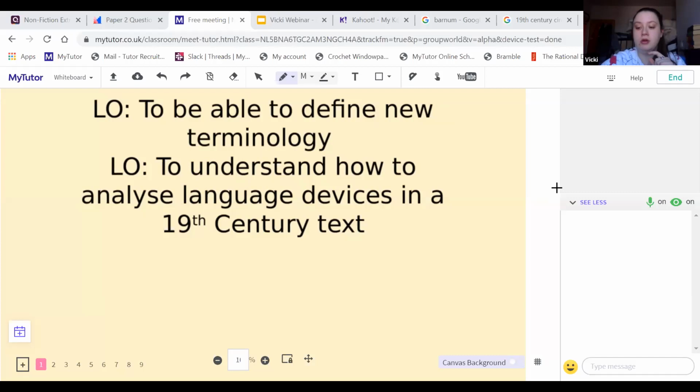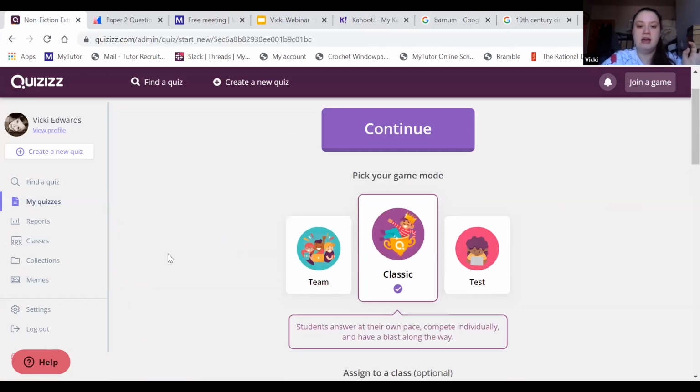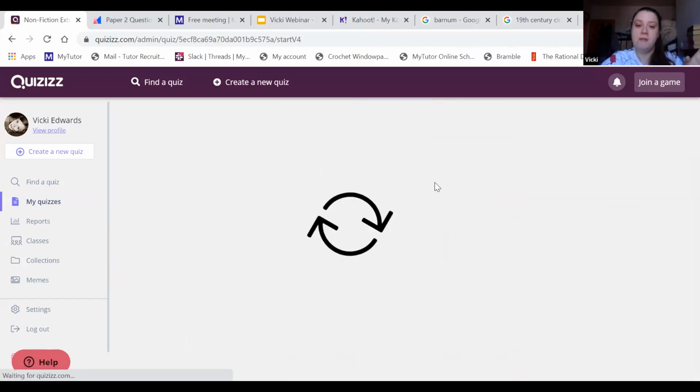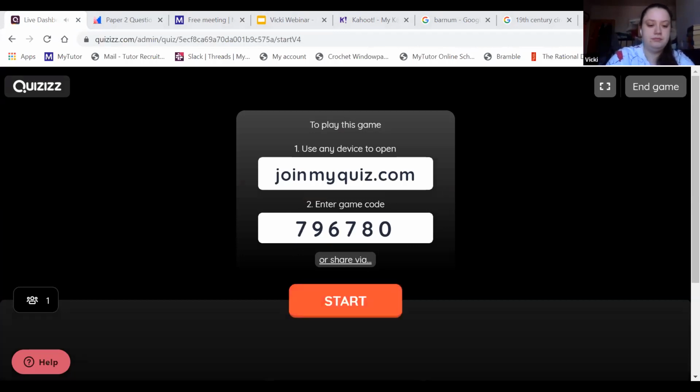Right, okay, so we're going to crack on with a quiz first of all. It's only 7 questions, looking at the non-fiction terminology that we looked at last lesson, to see what you can remember. I'll pop the game code in. It's joinmyquiz.com, and the code is in the chat function.